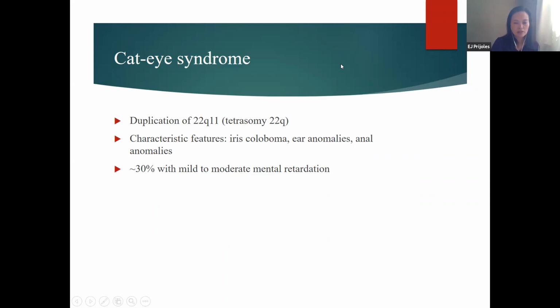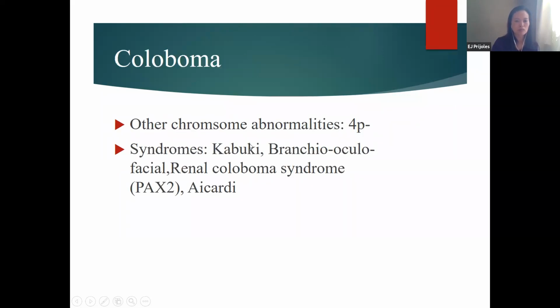And then it's another syndrome that you may or may not have heard of, but with colobomas, a condition we think about is cat eye syndrome, and it's caused by tetrasomy or duplication of 22q11. And they can have iris colobomas, ear anomalies, and anal anomalies. And then other conditions include chromosome abnormalities. It's been reported in 4p minus.